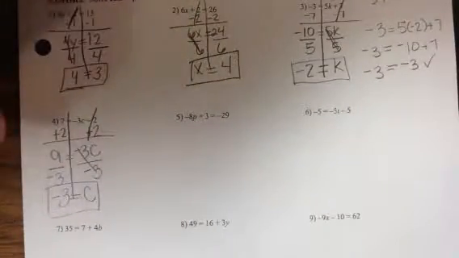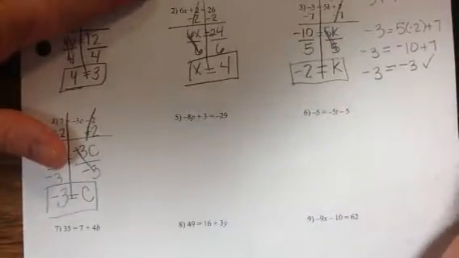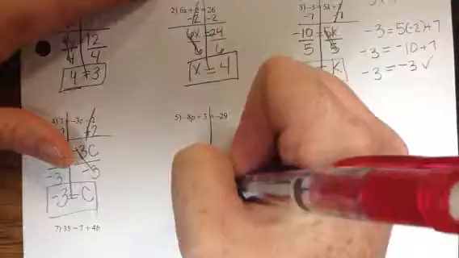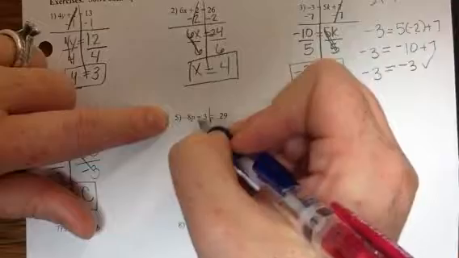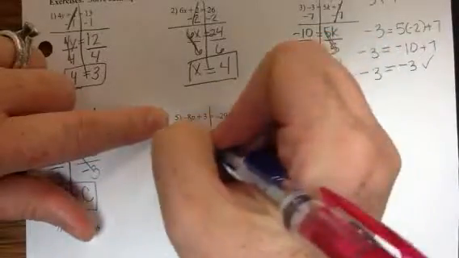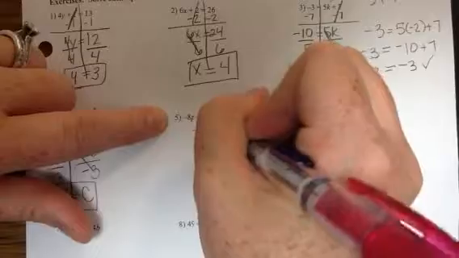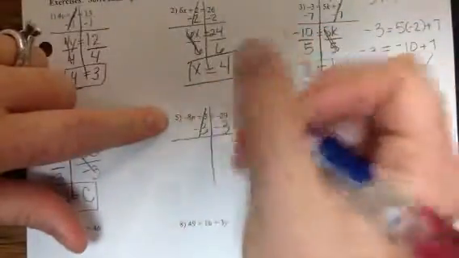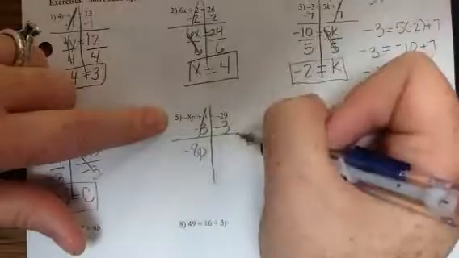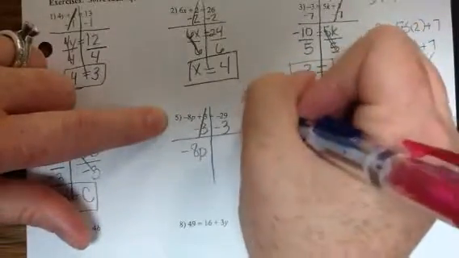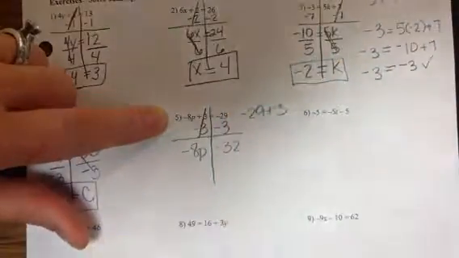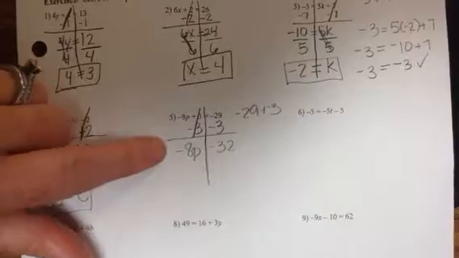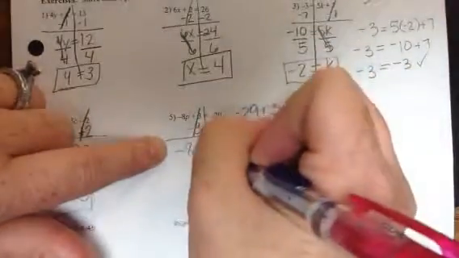Number 5. Negative 8p plus 3 equals negative 29. Okay, so I'm going to draw my line. I'm solving for p, so I've got to move everything away. So I'm going to move the 3 away. It's positive 3, so the opposite is subtract 3. It's going to cancel. We have negative 8p, negative 29 minus 3. If you write that to the side, it's leave, change, it's going to be negative 32. Okay, so we have negative 8p equals negative 32.